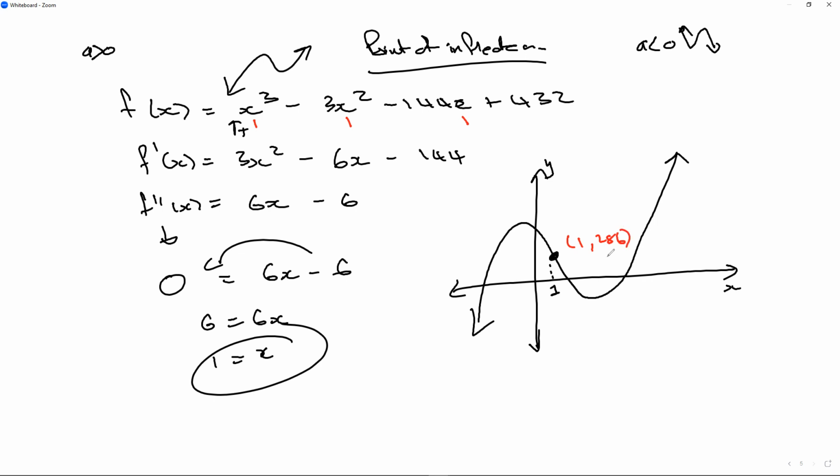132 comes to 286. So this corresponding y value will be 286 in this diagram. And that's an example of a point of inflection dealing with a cubic function. When it comes to parabolas, there's no point of inflection.